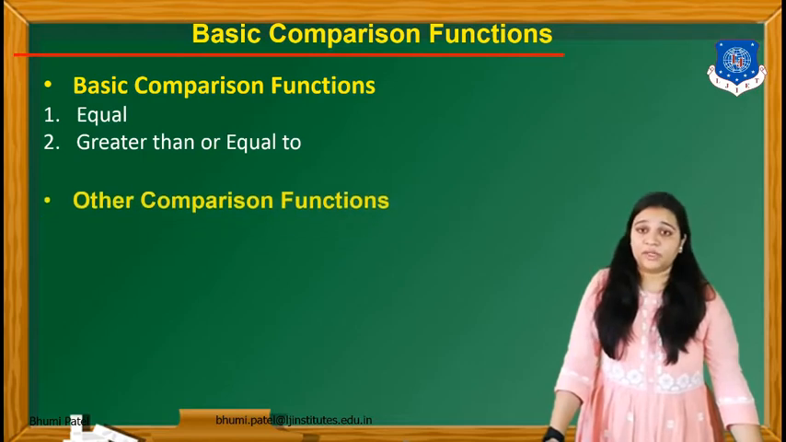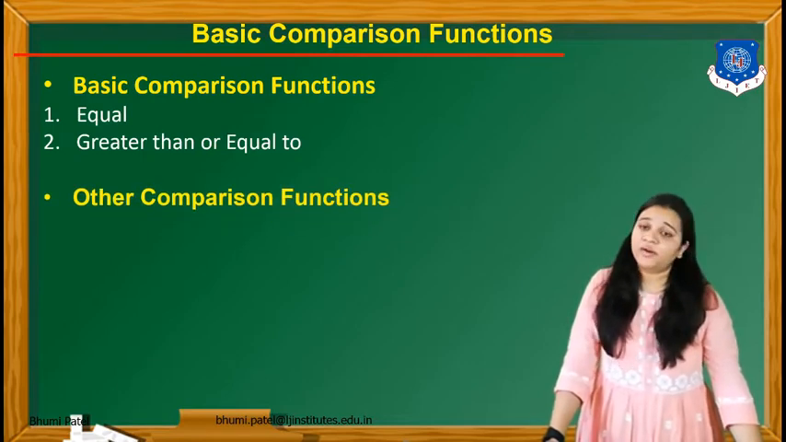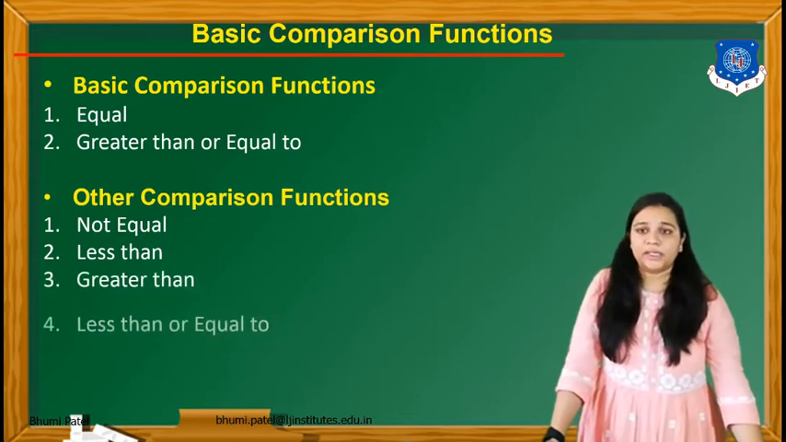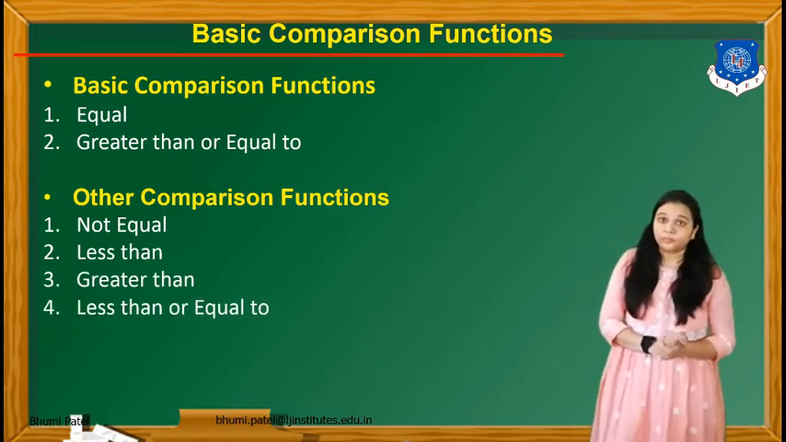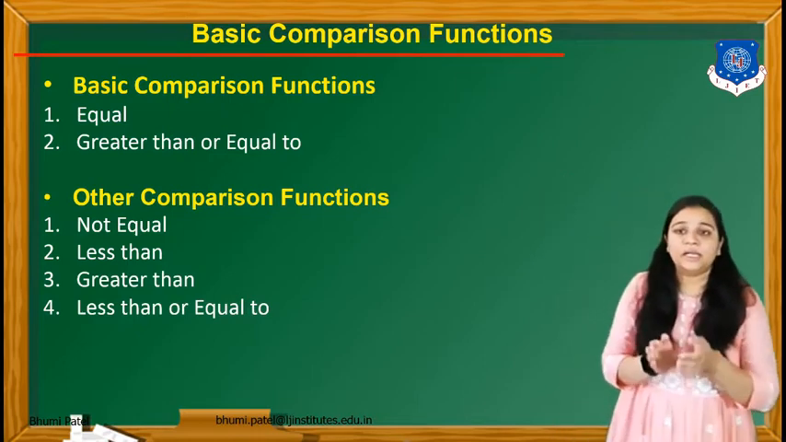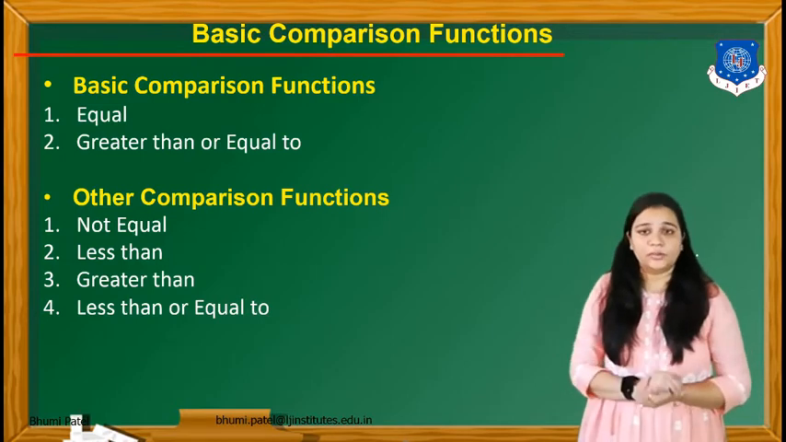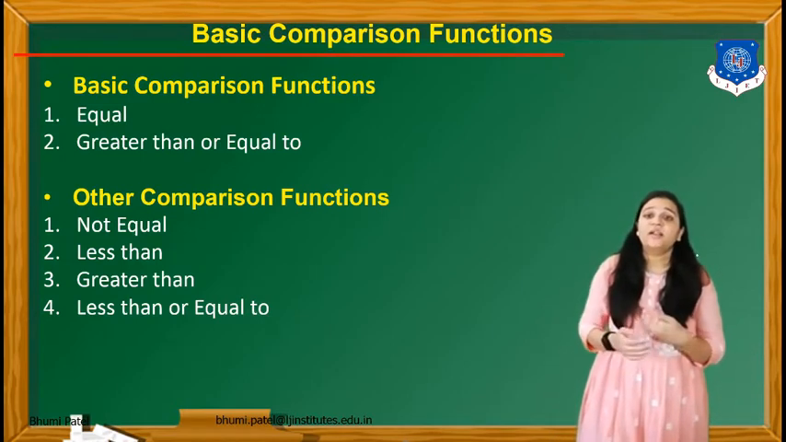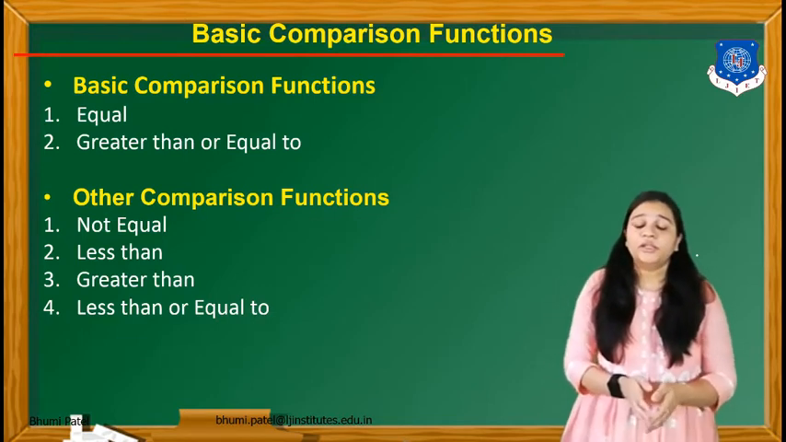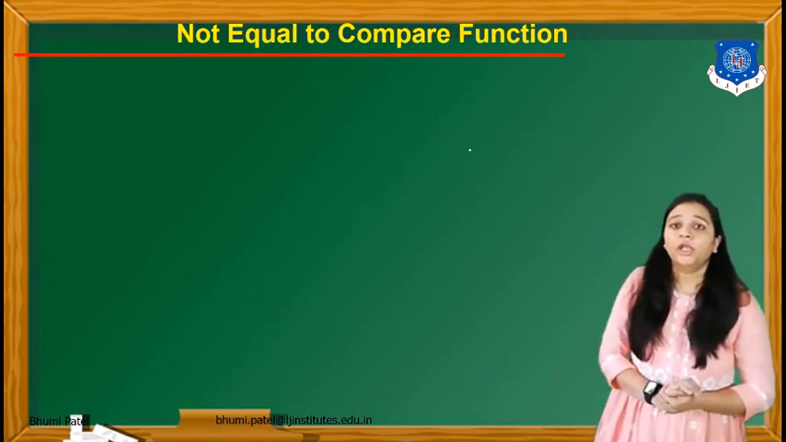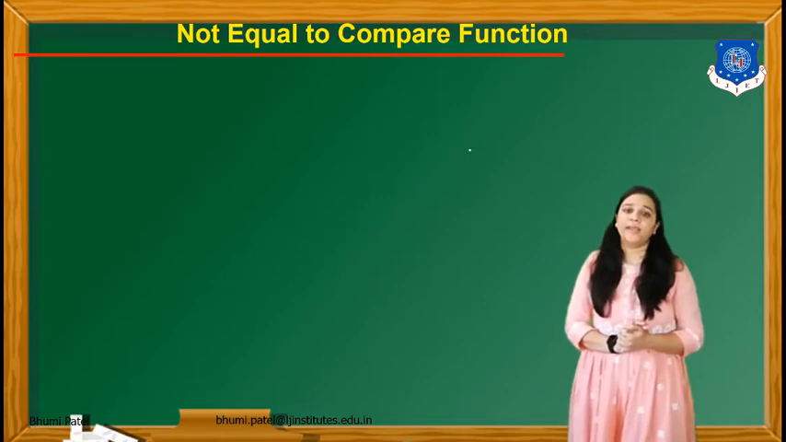The other comparison functions are not equal to, less than or equal to, greater than, and less than. Using the basic comparison functions, we have to draw the ladder diagram for these other comparison functions. In the last session, we derived the function for the equal to. Today we will start with the not equal to compare function.